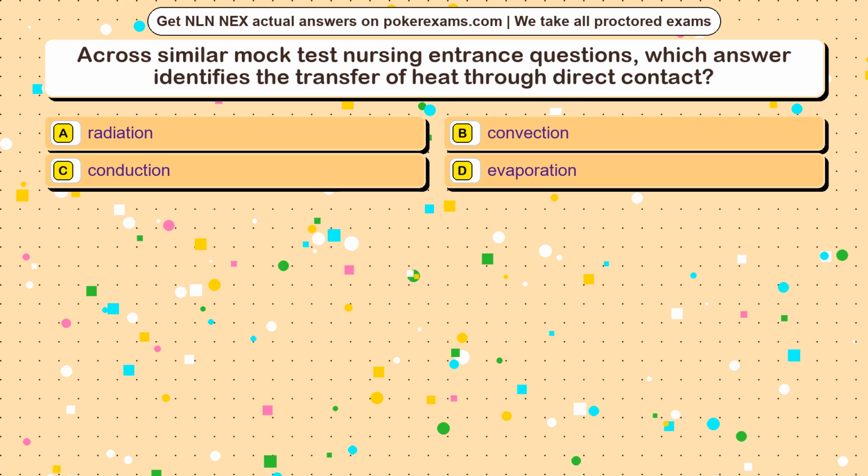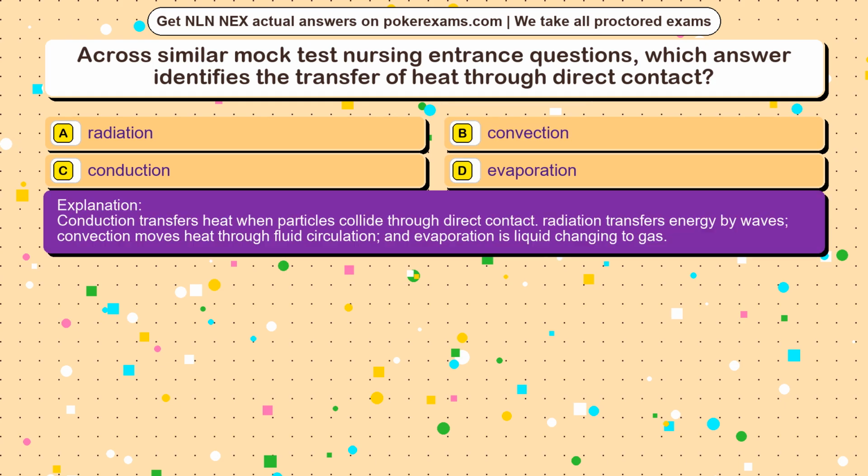The correct answer is option. Conduction transfers heat when particles collide through direct contact. Radiation transfers energy by waves, convection moves heat through fluid circulation, and evaporation is liquid changing to gas.